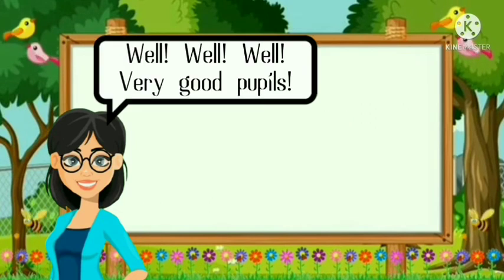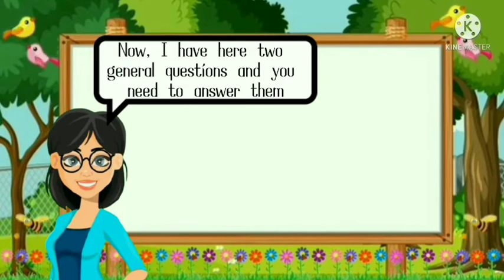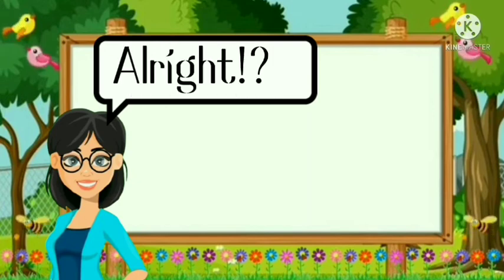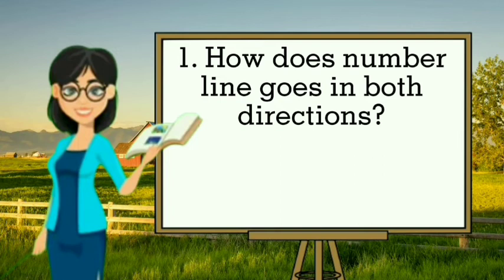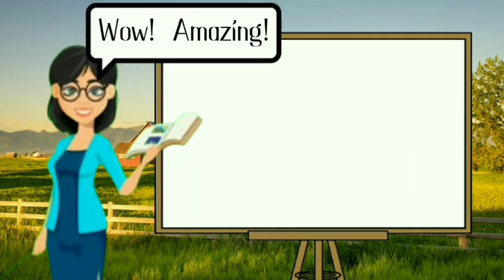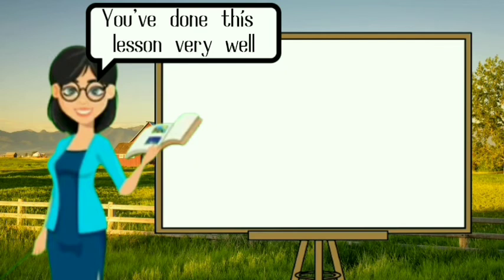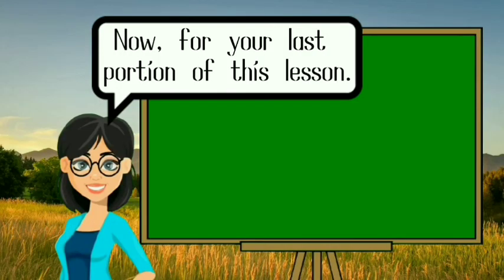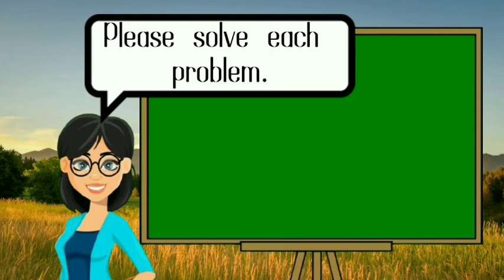Well, very good, pupils. Now, I have here 2 general questions and you need to answer them, alright? Number 1. How does the number line go in both directions? Number 2. What are the signs used in integers? Wow, amazing! Very good, pupils. You've done this lesson very well. Now, for your last portion of this lesson, please solve each problem.